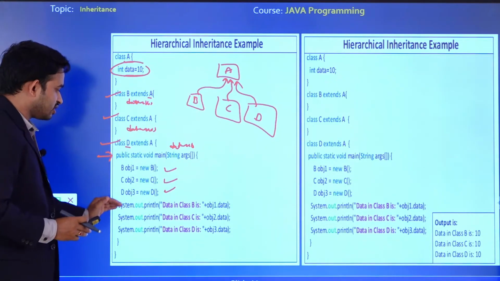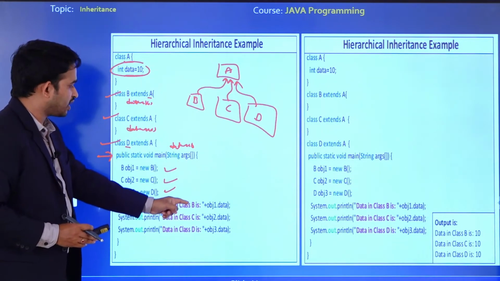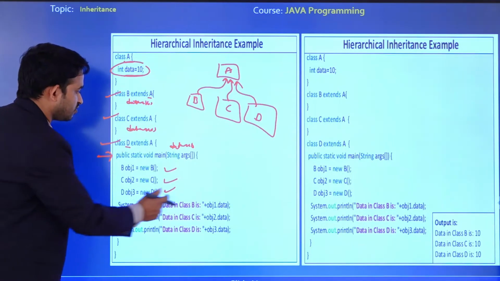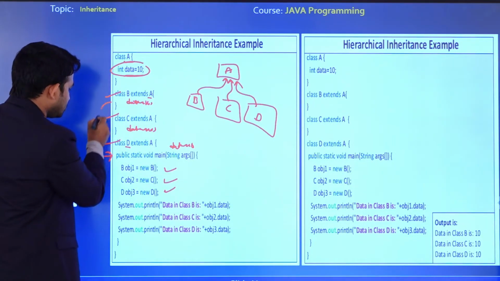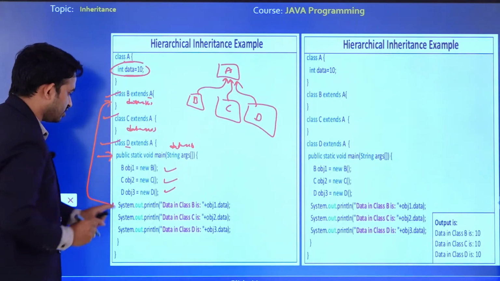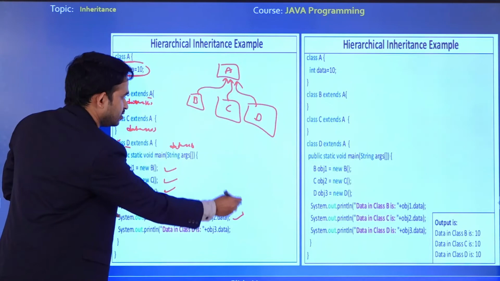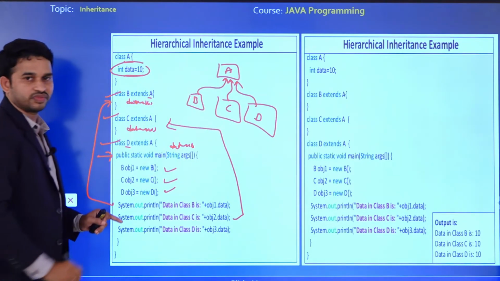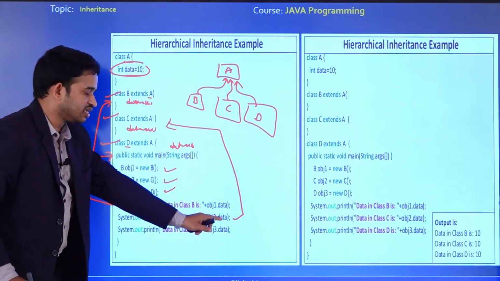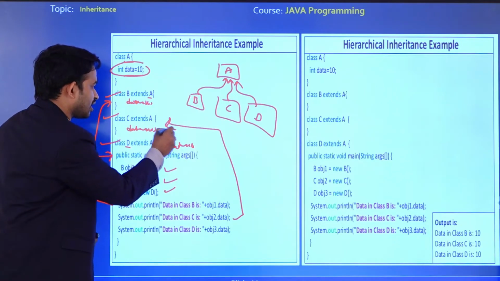So next, system.out.println, I am going to display object1.data. Object1.data means what? It calls this method. What is the next one? Object2. Object2 we are creating for which class? Class C. So it calls this class. Okay. So object2.data means what? It calls the class C.